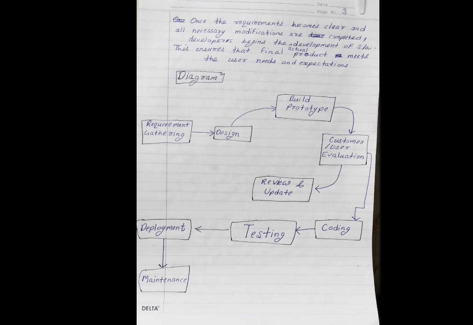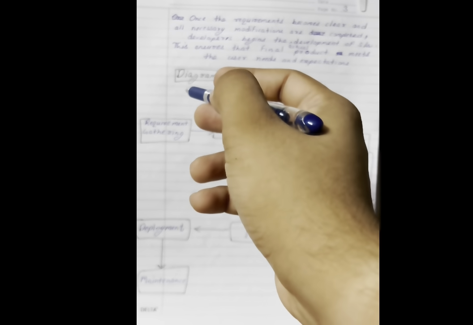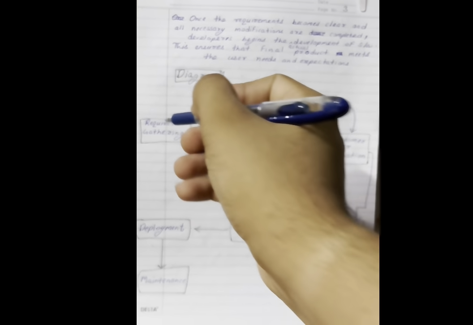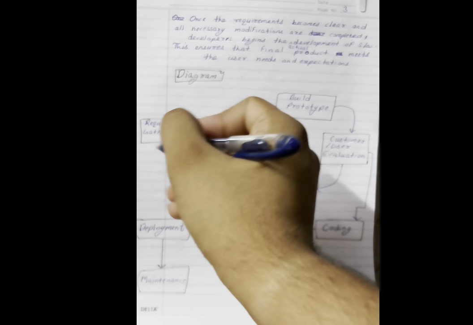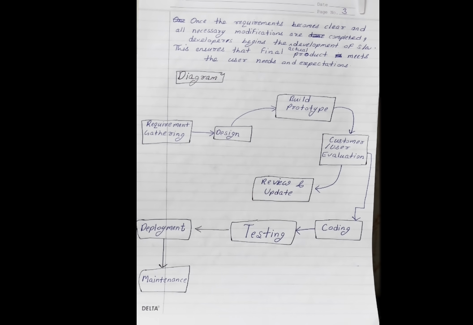So friends, as you can see in this prototype model diagram, requirement gathering is the first phase of the prototype model, and in this phase developers meet with the customers and users to understand the basic requirements and objectives of the software. And here users explain the purpose of the system and the features they expect and the problems that the software should solve.